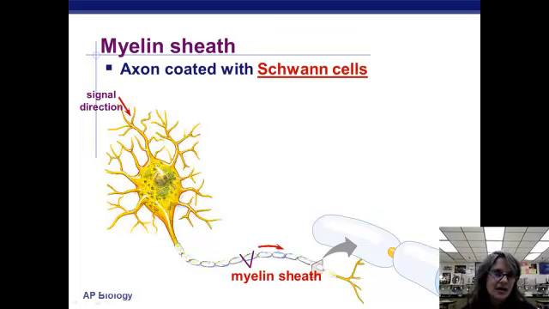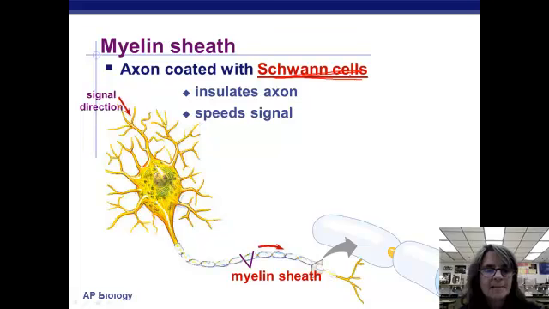Okay, the axon is covered, as we already mentioned, with cells called Schwann cells. They are made out of myelin, which is a type of insulating fatty substance that allows the axon to be protected and not connect with other neighboring axons and have the charges short out each other, so to speak. But it also does something else. It speeds the signal along.